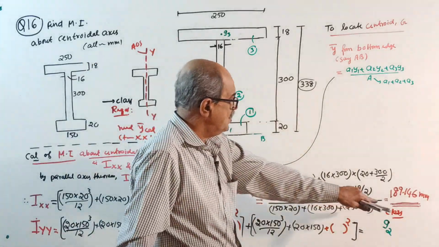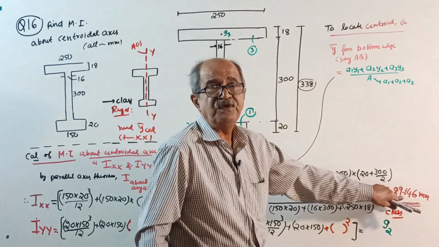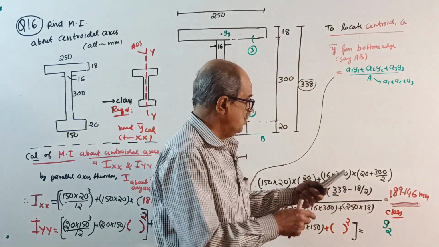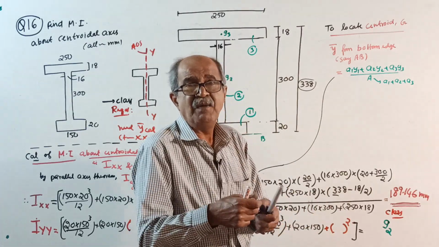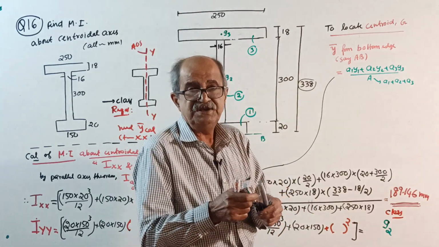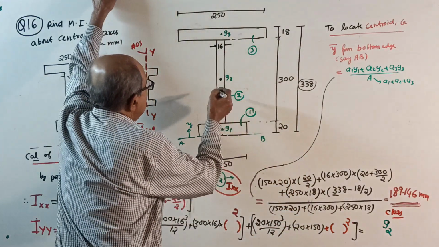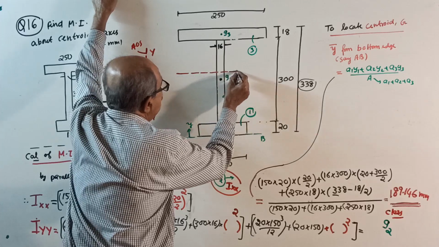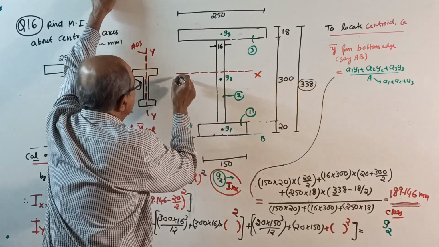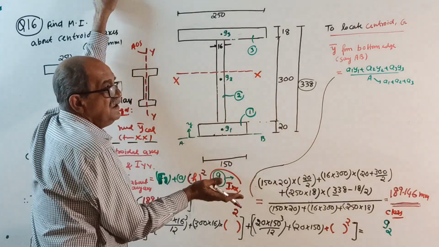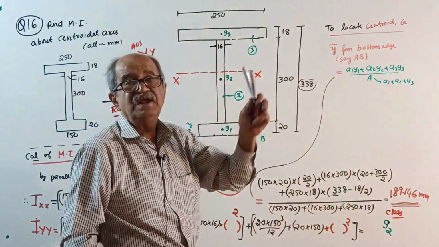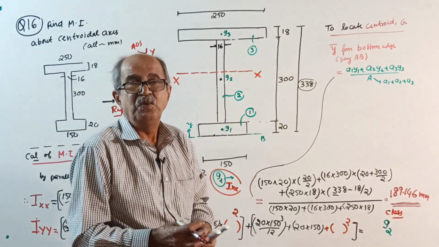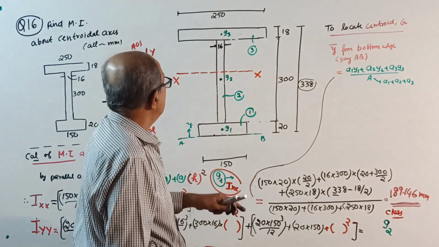Y bar we got 189.146. Therefore, make a note, very, very important. I am not writing on the board. Those who are serious, right here, your XX will be slightly above G2. Very, very important. In this question, your XX is above G2. Next question, it will be below G2. Both are equally important. Sometimes people get confusion.